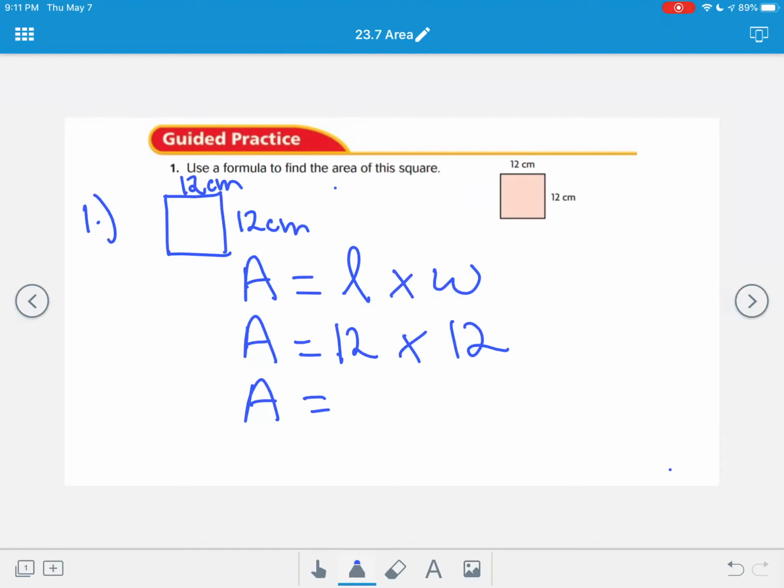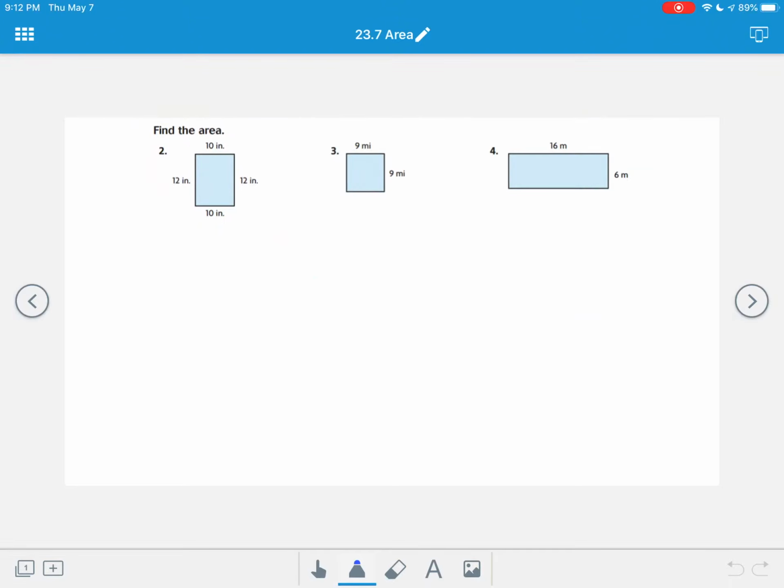12 times 12 is 144. And then my label is centimeters squared because I'm multiplying centimeters times centimeters. Since there's 2 of them, that means that they are squared. All right, let's keep practicing.